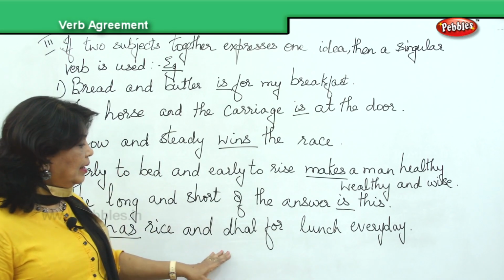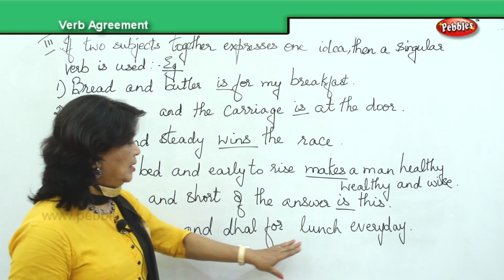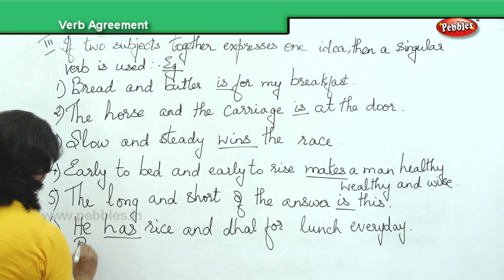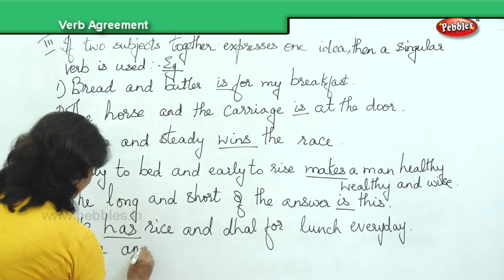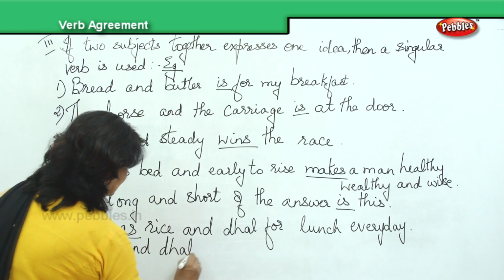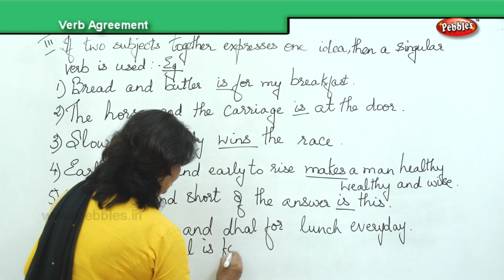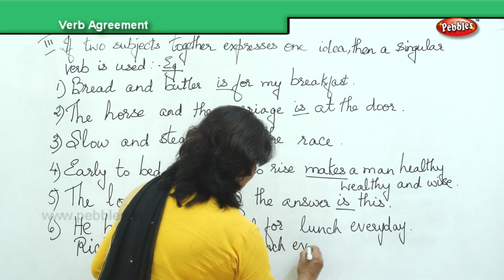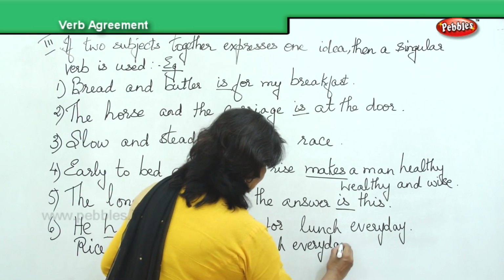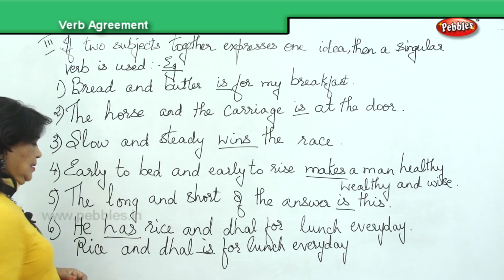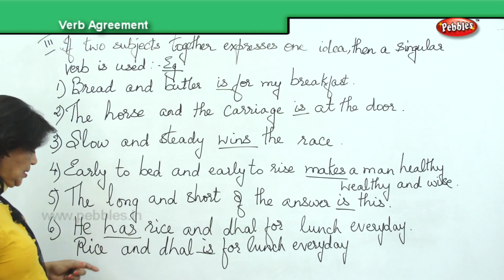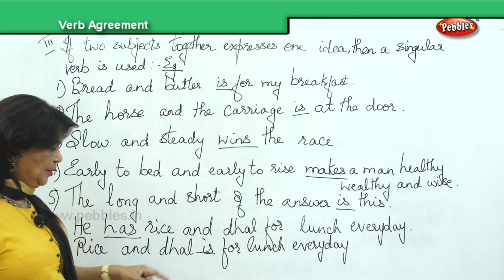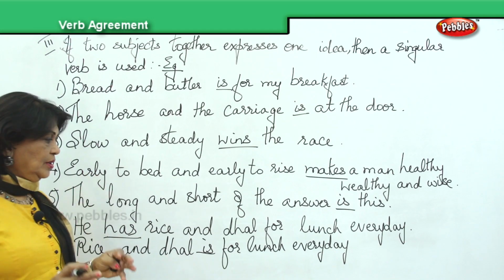Or rice and dal is his lunch every day. See, I can even write it this way. Rice and dal is for lunch every day. Is. Though we have two different entities here, rice and dal, added by and, we use the singular verb is because together it makes one full entity.